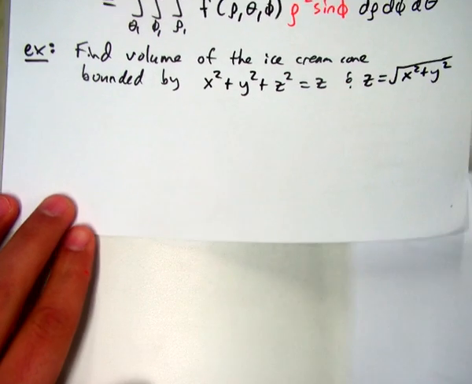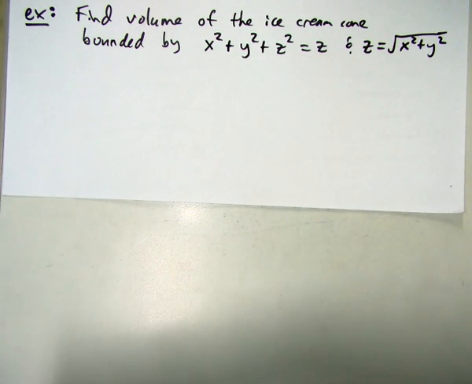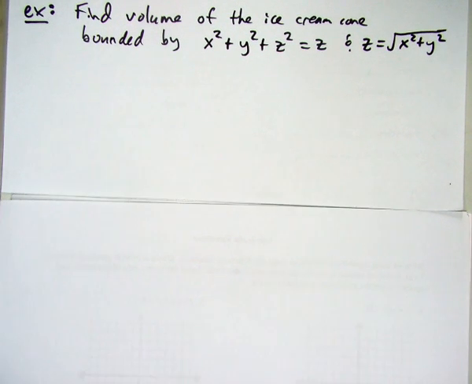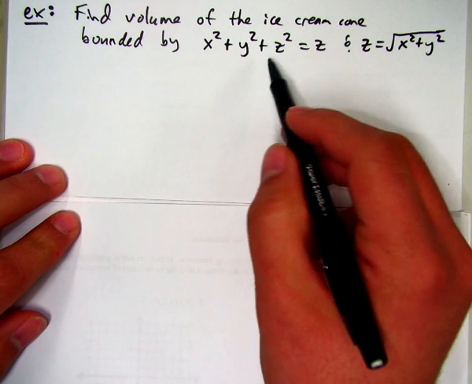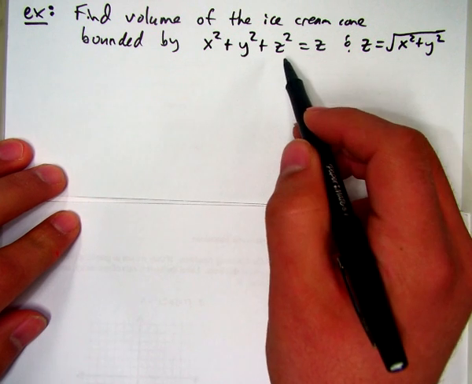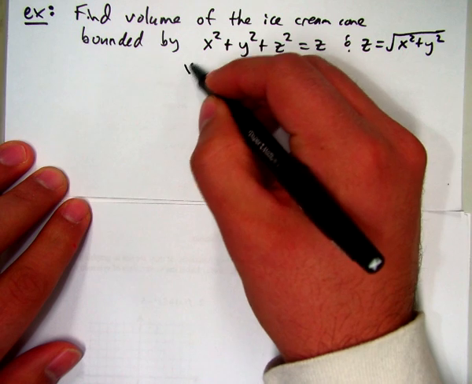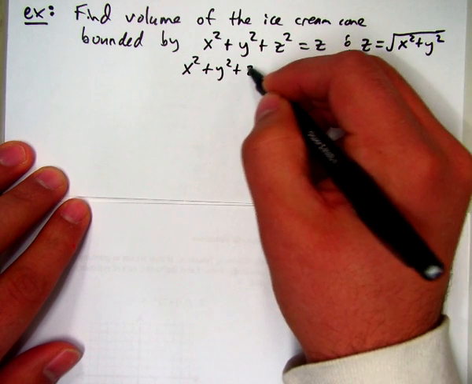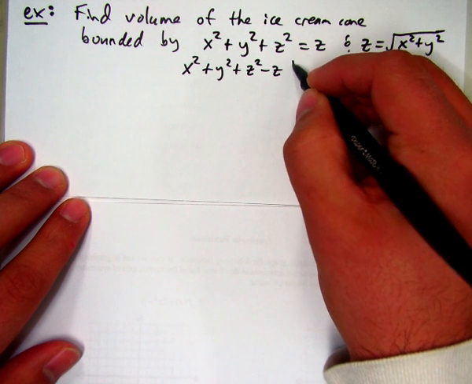So again, probably a good idea to sketch what's going on, even if it's not the best drawing, just enough that you can kind of see what's going on. This is going to be a sphere, right? If you're not sure where, you could complete the square. It'd be x squared plus y squared plus z squared, we're going to subtract z. To complete the square, I would add a 1/4, right?